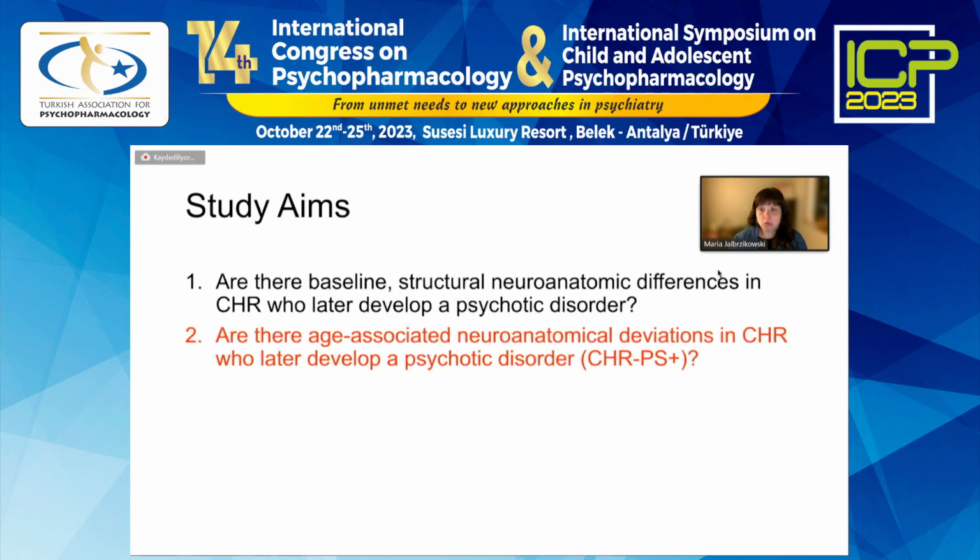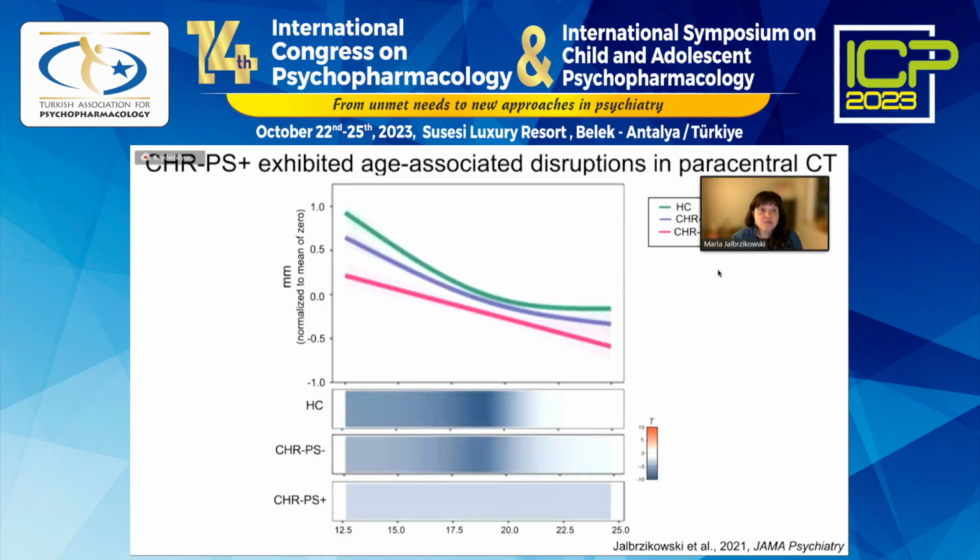So we then asked, well, what about the role of development in these regions where we see group differences? And we assessed the interaction between age and group status using generalized additive mixed models for these 3 regions. And for the purposes of this talk, I'm going to focus on the age-associated disruptions we observed in cortical thickness in the paracentral lobule.